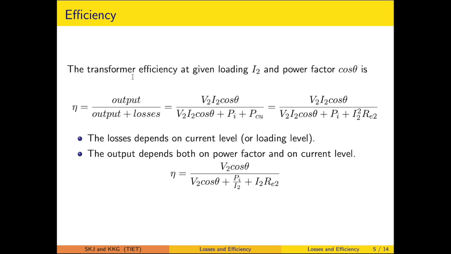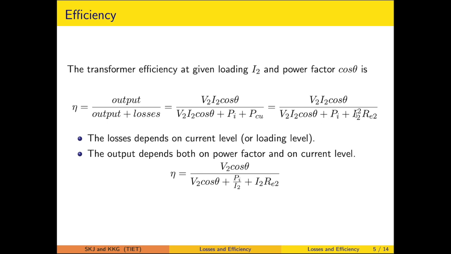The transformer efficiency depends on the output and the input. Input consists of output plus losses, so the efficiency is expressed as output upon output plus losses. The output depends on the voltage, current and the power factor, so that is V2 I2 cosine theta. Correspondingly the denominator comes out to be V2 I2 cosine theta plus iron loss plus copper loss. We have substituted the expression of the copper loss as I2 square Re2.